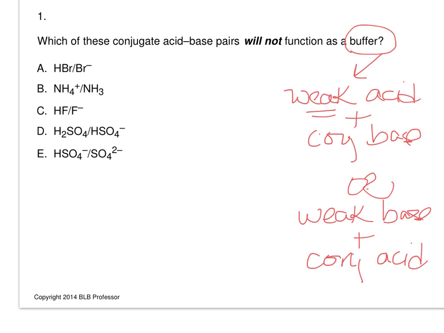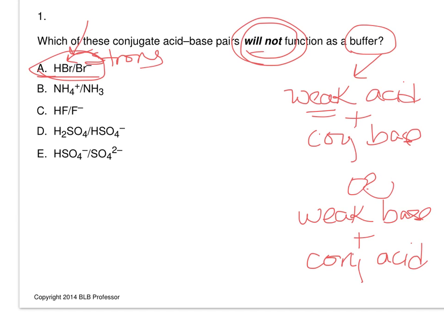Okay, so this question is saying which of these will not, and I don't know what you call them, but it can have more than one answer. So let's just go one by one. Can HBr function as a buffer? Nope, because it is a strong acid. Since the problem is asking which ones will not, that A is one of the correct answers.